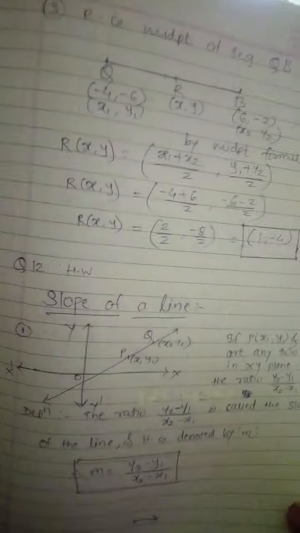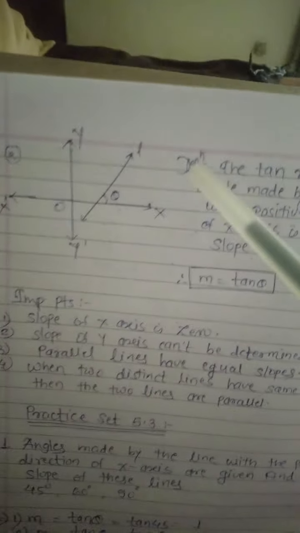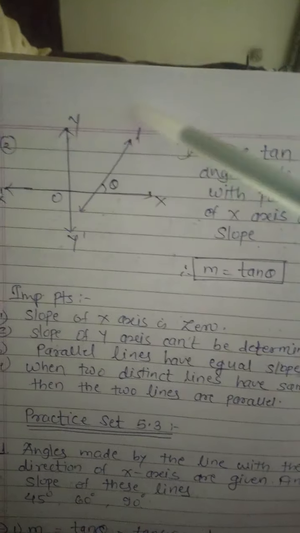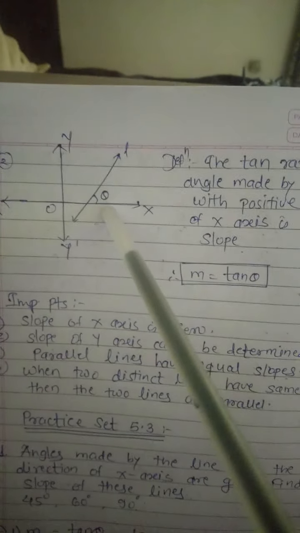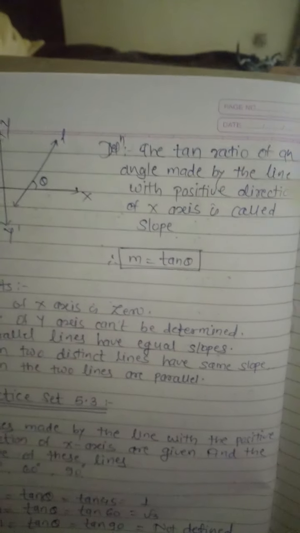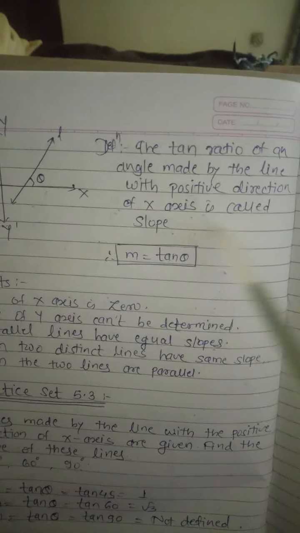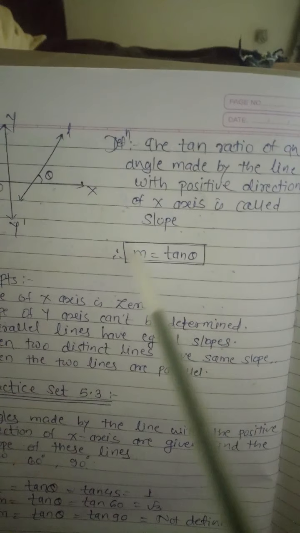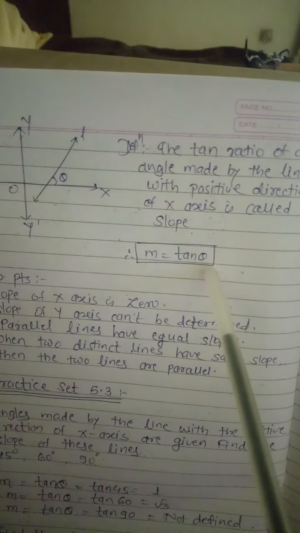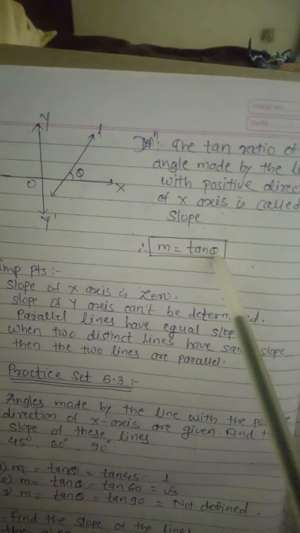Now the second formula. Again we are given the coordinate axes, x axis and y axis. In this figure, you are given the line L and the angle, and to find the slope we have to take the tan ratio of this angle. So the tan ratio of the angle made by the line with the positive direction of the x axis is called the slope. It is denoted by the formula m is equal to tan theta. So here we get the two formulas of the slope.